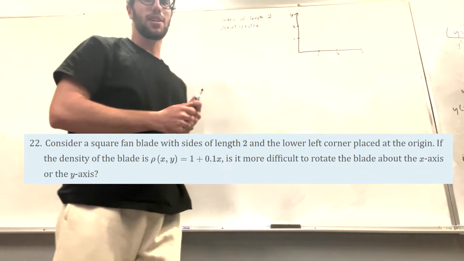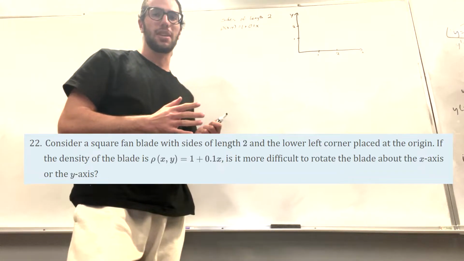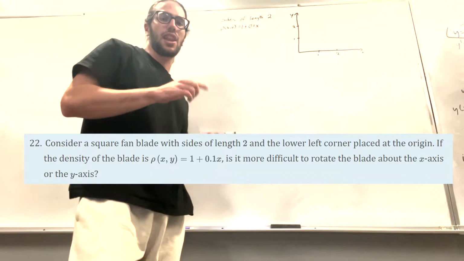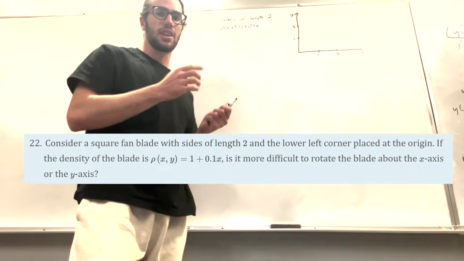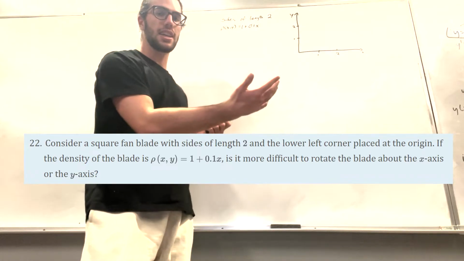So basically this problem is asking, it'll be on the screen, but it's asking if you have a square fan blade with lengths of 2 and the left corner's at the origin, is it going to be easier to turn it over the x-axis or over the y-axis?